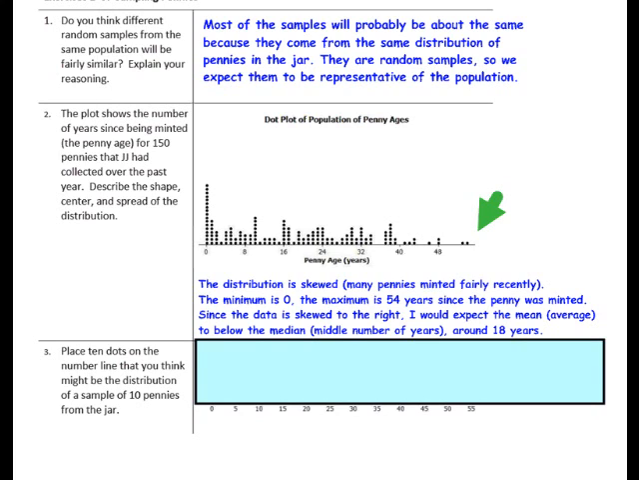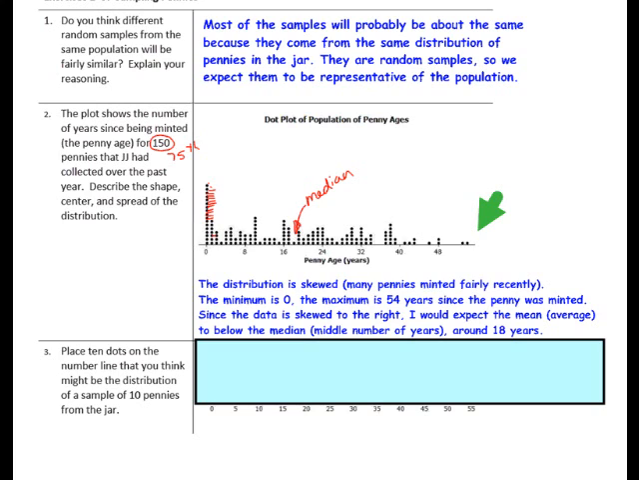So think, how do you determine a median in a line plot? Remember to count the data points and then divide it exactly in half. So we would count the data points, 1, 2, 3, 4, 5, 6, 7, 8, 9, 10, etc. We know that there are 150 pennies, so exactly half would be the 75th dot. And so you just keep counting until you get to the 75th dot. And here it would be about 18 years. And that is our median.